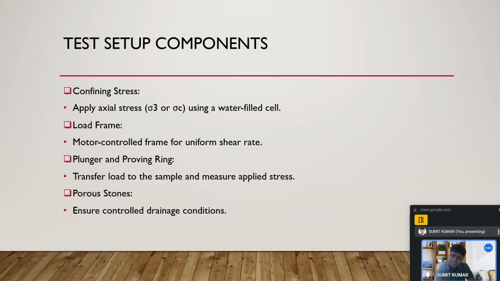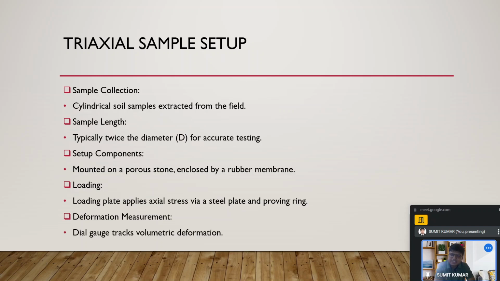The porous stones ensure the controlled drainage condition in the soil, and a sample collection technique is used to collect the cylindrical soil sample extracted from the field. For the sample length, the ratio L by D is typically twice the diameter. Whatever the diameter of the cylinder we are taking, the length of the sample should be twice the diameter to get a more accurate result.